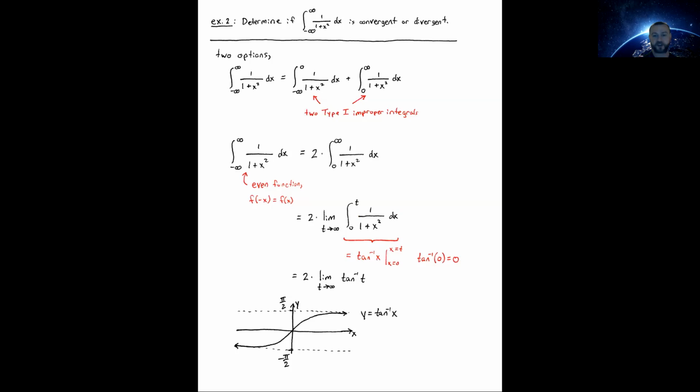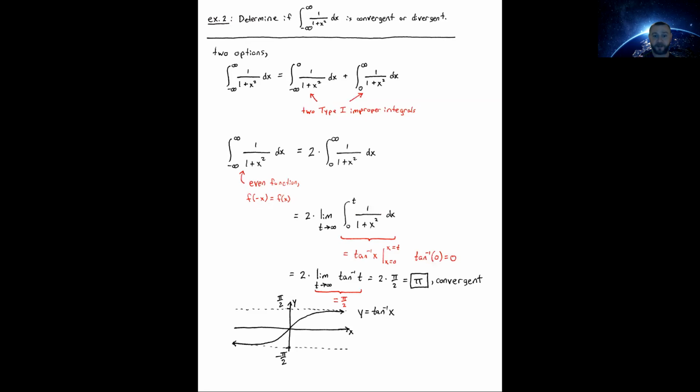Now we're interested here in taking the limit as t approaches positive infinity. And if you look at that graph as you go very far to the right, the function values get close to pi over 2. So the limit of inverse tangent of t as t approaches infinity is just pi over 2. And if we multiply by that factor of 2 out front, we find that this whole improper integral evaluates to pi. And since that limit exists here, we get a finite number. That means this improper integral is convergent.